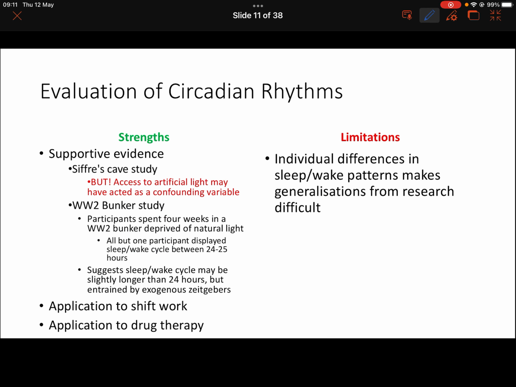All right, so let's evaluate these circadian rhythms. We're going to be looking at some supportive evidence about the effect of our sleep-wake cycle. We're going to be looking at individual differences in the sleep-wake cycle, and then we'll be looking at its application and utility in various areas. So starting with Siffre's cave study. Siffre's cave study provides really strong evidence about the influence of endogenous and exogenous factors. We know that the sleep-wake cycle perhaps is around 25 hours, but it's entrained by external factors like light and meal times.